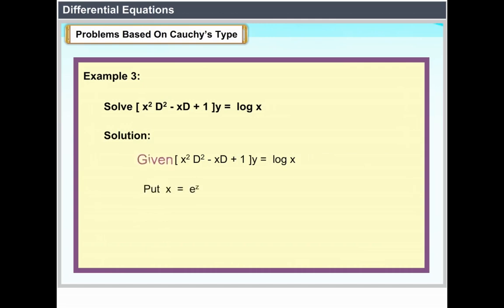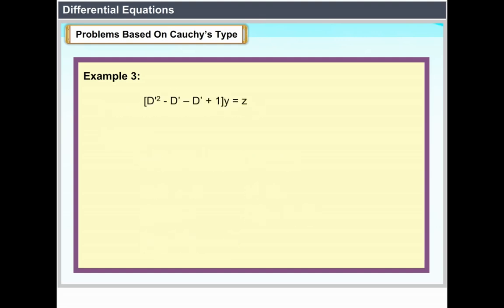Put x equal to e power z. After putting log on both sides, we are getting log x equal to z, xD equal to D dash, x square D square equal to D dash into D dash minus 1. D dash into D dash minus 1 minus (D dash minus 1) into y equal to z, D dash square minus D dash plus 1 into y equal to z, then D dash square minus 2D dash plus 1 into y equal to z, (D dash minus 1) the whole square into y equal to z.